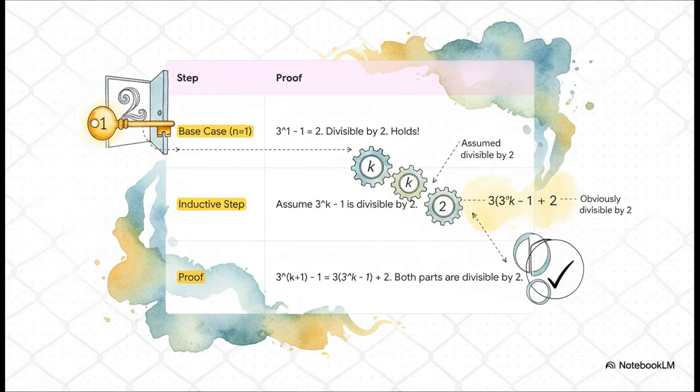You bet. Now we assume that 3^k minus 1 is divisible by 2. So for the inductive step, we look at the k plus 1 version. And here's the clever trick. We rewrite 3^(k+1) minus 1 as 3 times (3^k minus 1) plus 2.